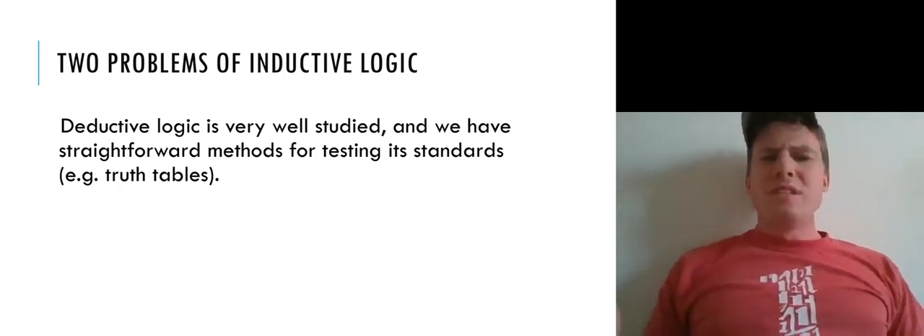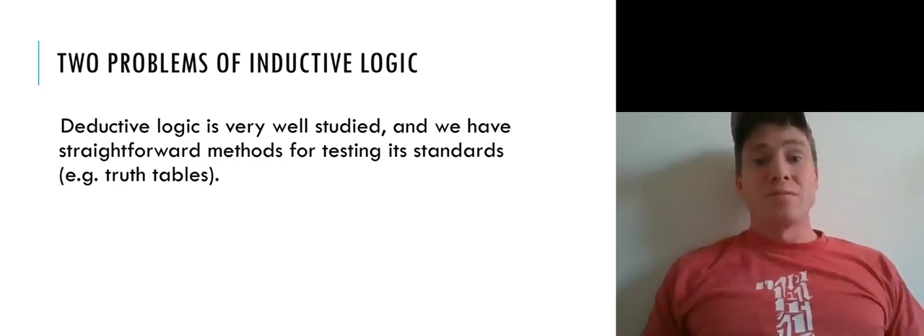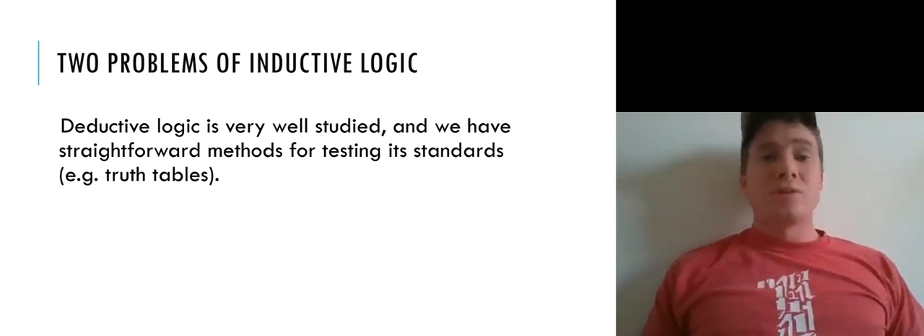We'll first note that deductive logic is very well studied, and we have very good, straightforward methods for testing its standards. Recall that standard being validity. So we have good methods for, at least in some cases, testing the validity of arguments. One example is using truth tables, which we saw in a video on Wednesday. We can use truth tables in a straightforward way to figure out whether an argument is deductively valid.